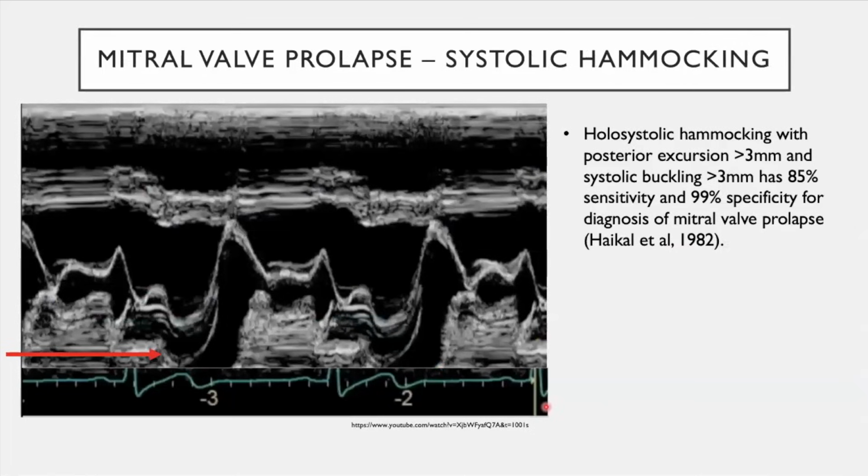This is a nice example of systolic hammocking in mitral valve prolapse, where you can see the posterior leaflet has this curved appearance in systole all the way until diastole occurs again. If you have holosystolic hammocking and posterior excursion by more than 3 millimeters, and systolic buckling greater than 3 millimeters, this has an 85% sensitivity and 99% specificity for diagnosis of mitral valve prolapse.